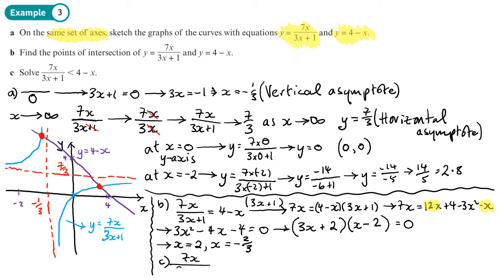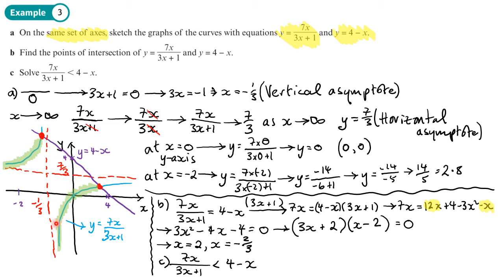7x over 3x plus 1 is less than 4 minus x. Now what this means, it means the less than is like below. So we're looking for the parts of the graph where the reciprocal graph is below the line. So I'm just going to highlight that. So the reciprocal graph, when is it below the line? So it's below it there, and it's below it here. It's below it from negative infinity up to this crossing point, which it must be the minus 2/3.